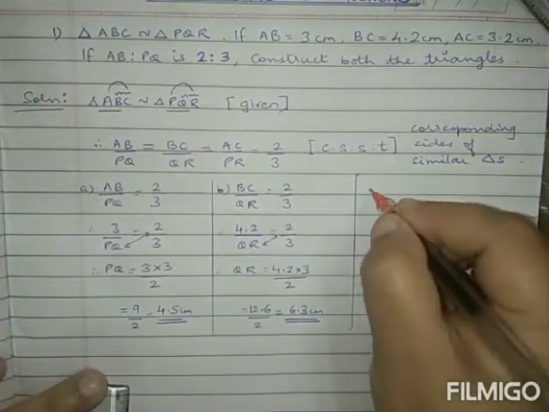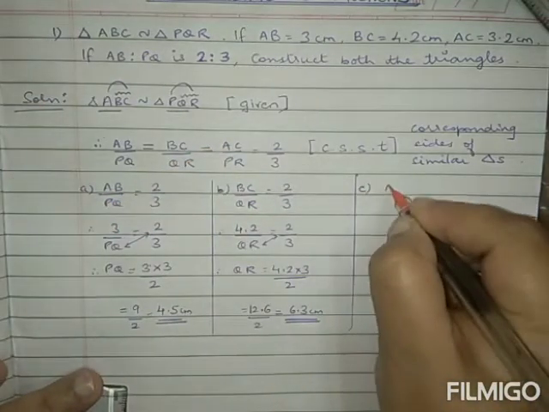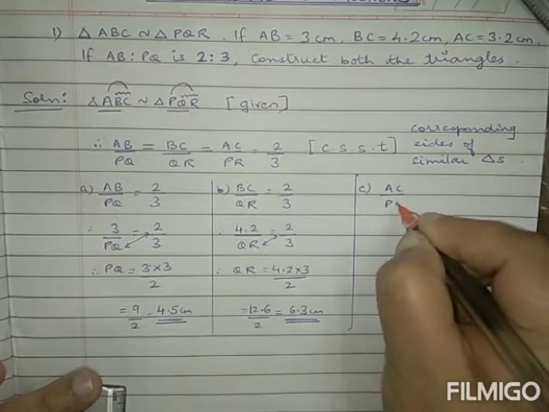Okay, now let us go to the third measure. What is the ratio? AC upon PR.